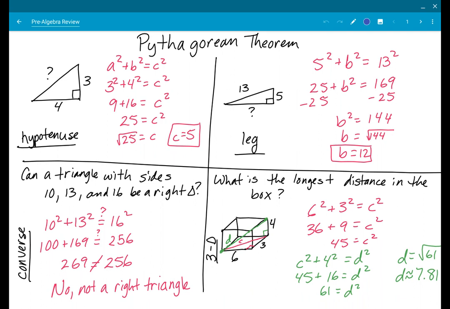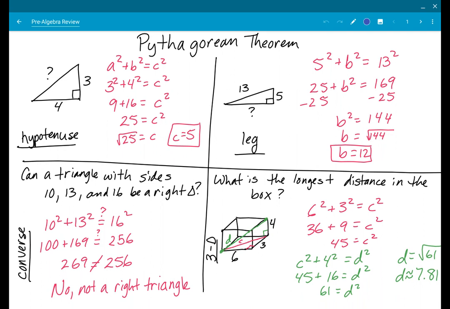The last type of problem you might get is a 3D problem. Now, the 3-dimensional problem usually comes in 2 different possible types. It generally involves a box or a 3-dimensional figure, and you have to find the right triangles within this in order to figure out what the final answer is.